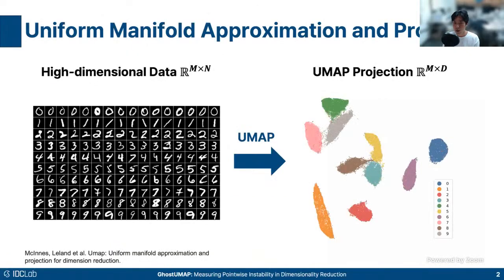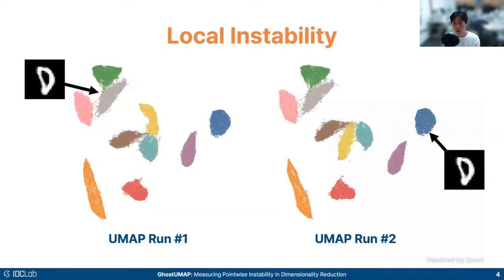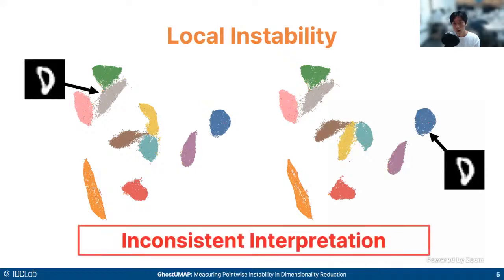UMAP is one of the most widely used dimensionality reduction techniques due to its good performance. UMAP computes the two-dimensional projections of high-dimensional data, which can be visualized as a scatter plot. However, UMAP has a limitation that the results can vary with each run. For example, the inner cluster structure can be changed globally in different runs. In addition, we noticed that many points fall into different clusters across different runs, which we call local instability. The local instability poses a significant issue, making it challenging to interpret the results consistently.